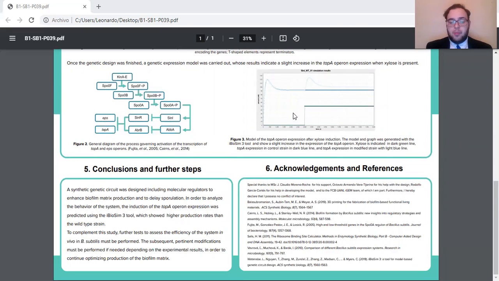We also need to complement this study by performing further tests to assess the efficiency of the circuit in vivo in Bacillus subtilis, and if necessary, subsequent and pertinent modifications must be performed either to the experiment in general or to the circuit in specific in order to continue optimizing the production of the biofilm matrix.